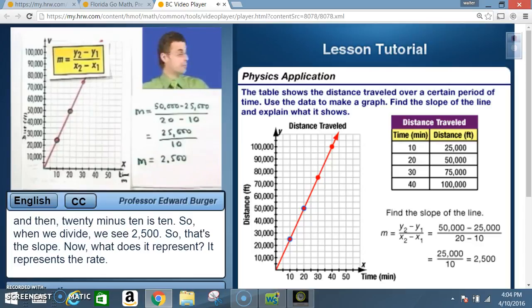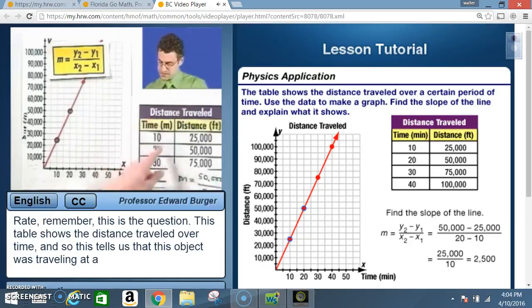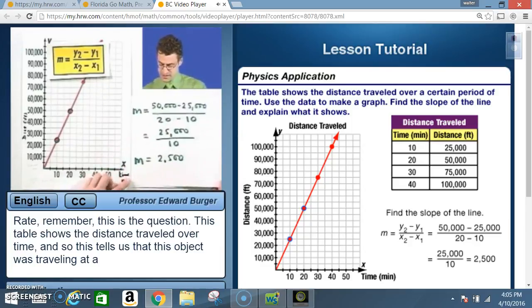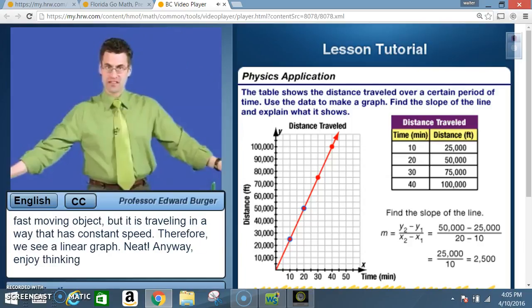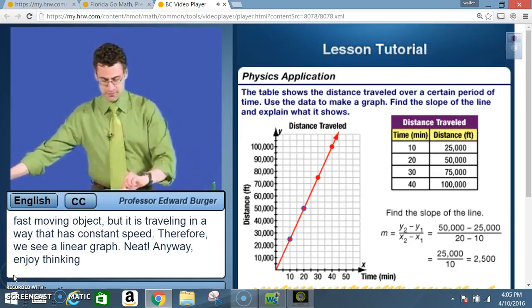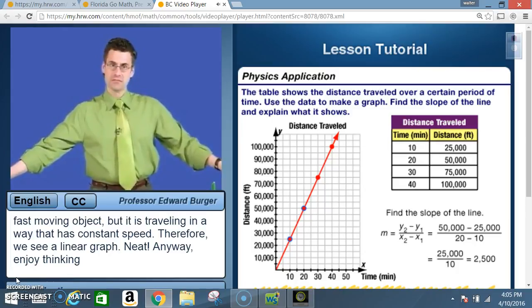And now, what does it represent? Well, it represents the rate, right? Remember, this is a table showing distance traveled over time. And so this tells us that this object was traveling at a constant rate of 2,500 feet per minute. And so the slope represents the rate or the speed that the object was traveling. Obviously, this is a very, very fast-moving object, but it is traveling at a constant speed, and therefore we see a linear graph.